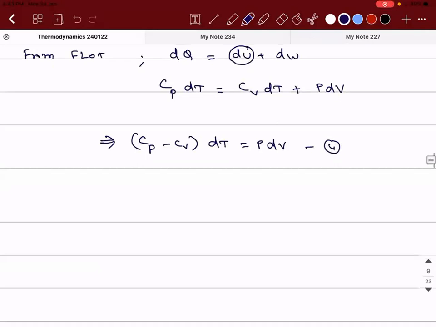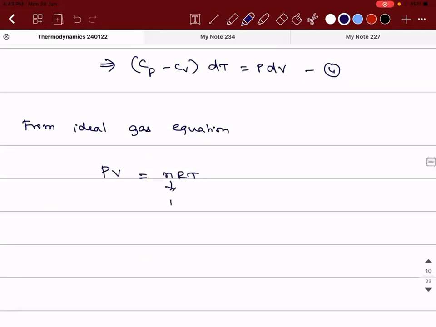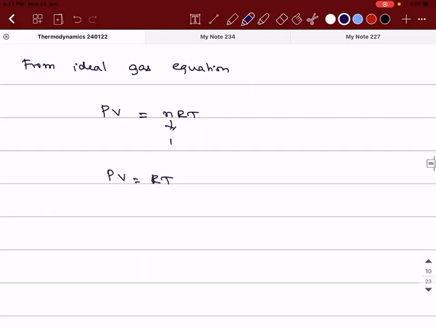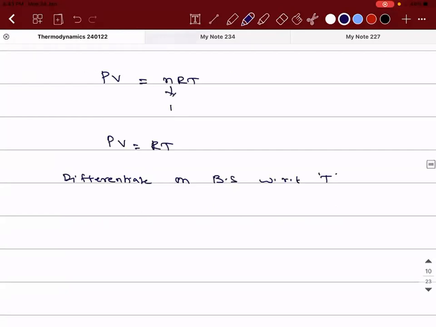Now we know that from the ideal gas equation, I can write PV is equal to nRT, but here n is equal to 1. So PV will be equal to RT. When I differentiate on both sides with respect to temperature, where the pressure is constant, don't forget that, then I will get P dV is equal to R dT. So what I'm trying to say is PdV can be replaced with R dT, which I will call equation number 5.